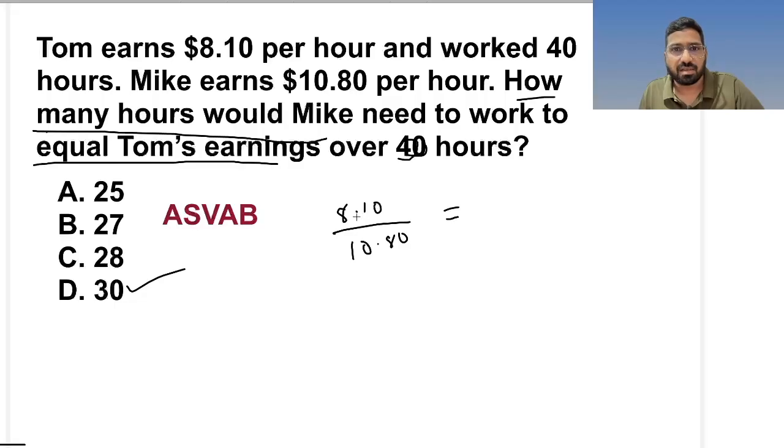Multiply. See, the question here is how it works. If Tom earns this per hour, then to equal, should he work more hours to equal the person who is working, like Mike is working at the higher rate, so should he work more hours or less hours? You have to see that. So if he is working at $8 per hour, then he should be working more, right?